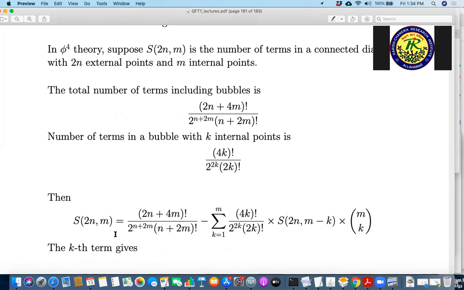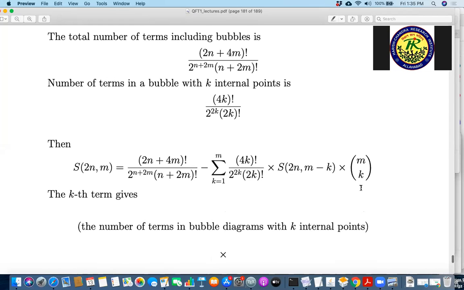This is the number of terms that we'll get in diagrams without bubbles with 2n external points and m internal points. So this is the total number of terms, and we are supposed to subtract from it the number of terms that involve bubbles. Here I have written down what you have to subtract, and I'll try to explain what these factors are. So you have to subtract all terms with bubbles.